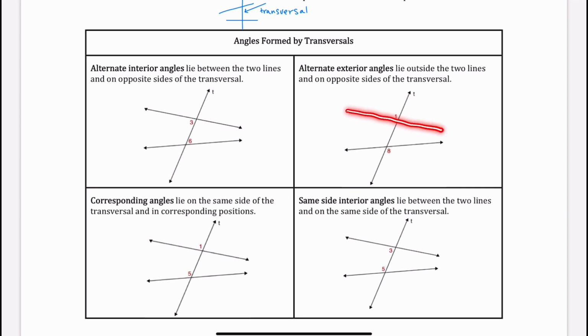If we have two lines and a transversal that intersects these two lines, this would be the interior. Out here would be the exterior. If I take two angles on the exterior, alternating sides of the transversal, so angle 1 and angle 8, these would be alternate exterior angles. We could also use these two angles as alternate exterior angles.